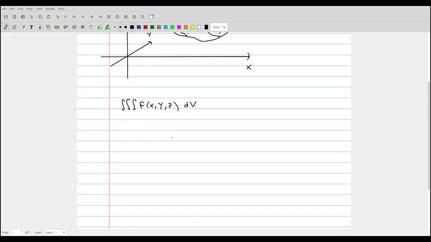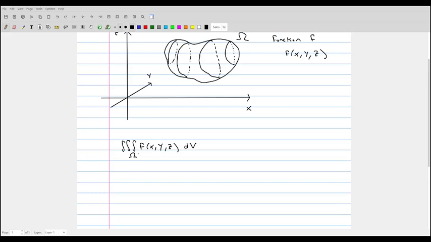And we'll see why in a little bit when we look into how this is actually defined exactly using a limit of Riemann sums. But it's going to be a very, very similar process to the one we used for a double integral. And we also have to specify what domain we're taking the triple integral over. So in this case, we put omega down here. This notation reads that this is the triple integral of this function of three variables over the domain omega with respect to a volume element.